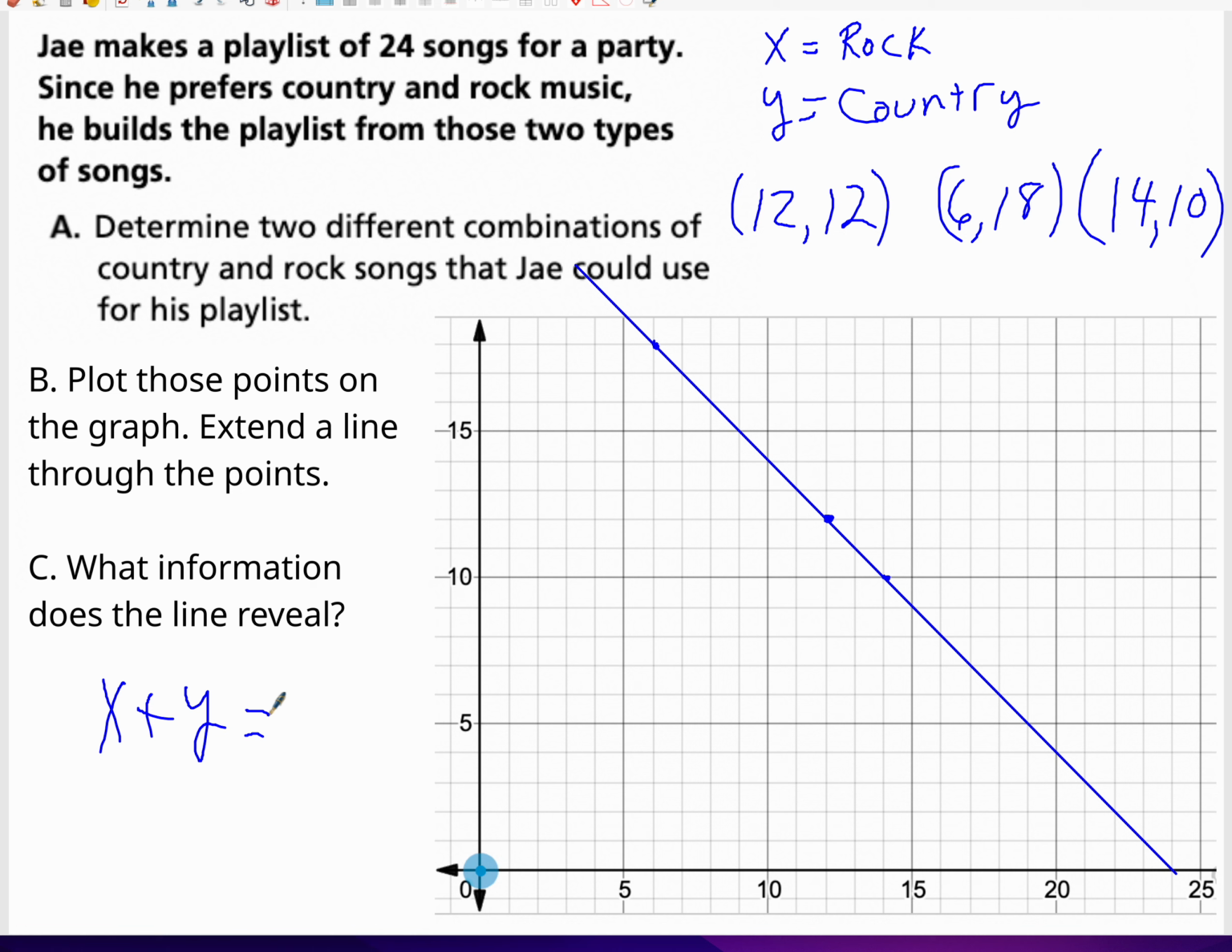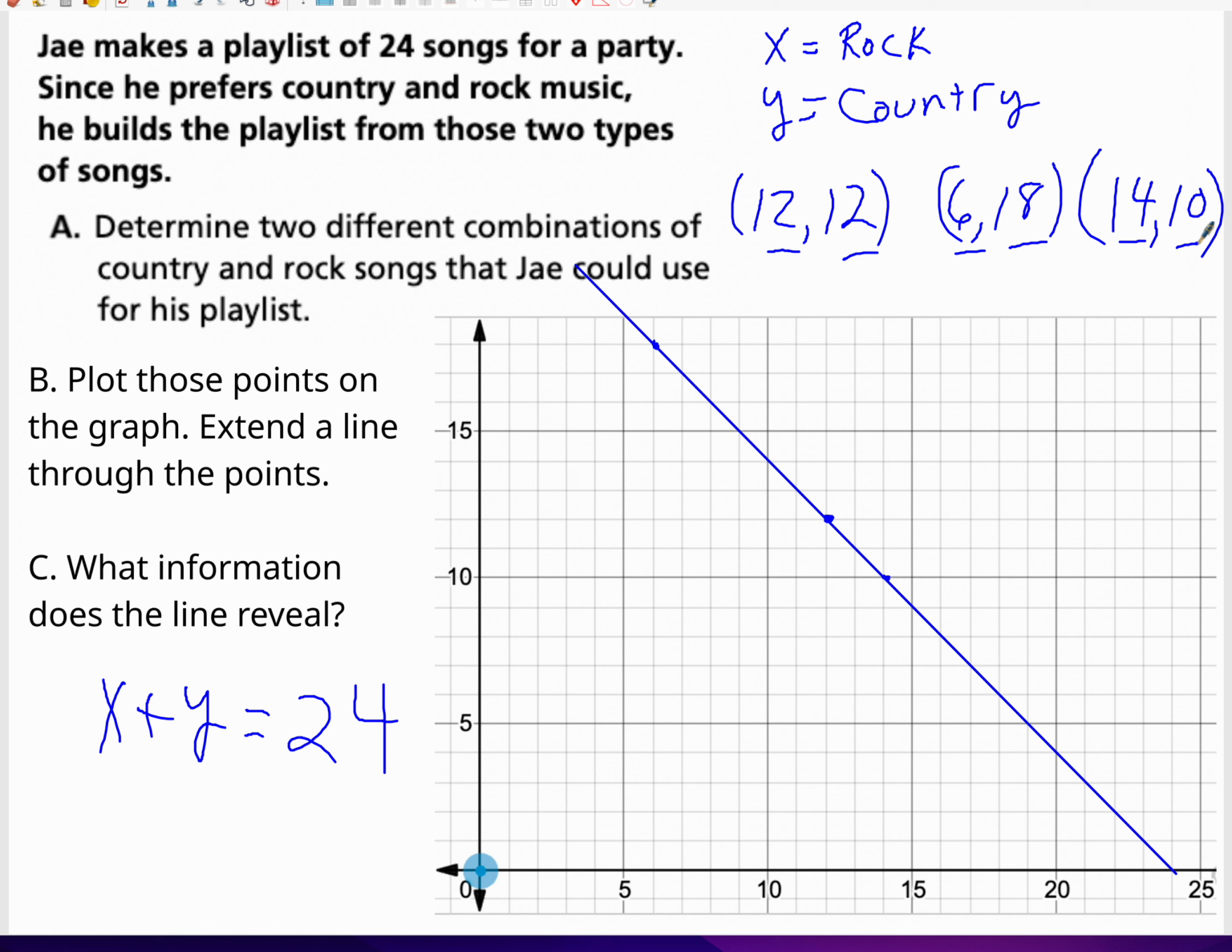How many songs? 24. How many songs does he get? He gets 24 songs. So think about each one of these ordered pairs. X plus y: 12 plus 12 is 24, 6 plus 18 is 24, 14 plus 10 is 24. And that's going to be true of any ordered pair on that line that we drew.